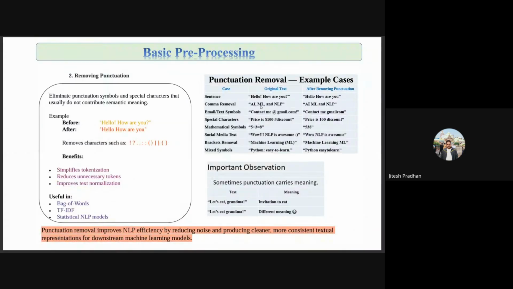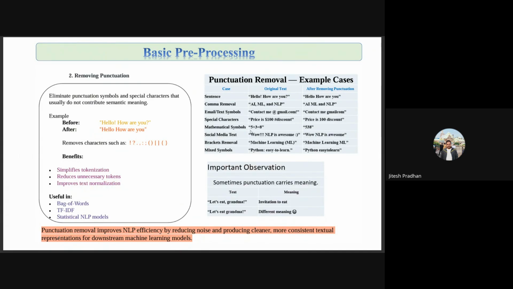At the same time, "AI, ML, and NLP", so the commas are there, and we have removed the commas. "Contact me at gmail.com", so we have removed the at the rate symbol from here. Now, "prices is in dollar, has discount", so it becomes "price is dollar discount". We have removed this. Now the mathematical symbols plus and equals to, we have removed.